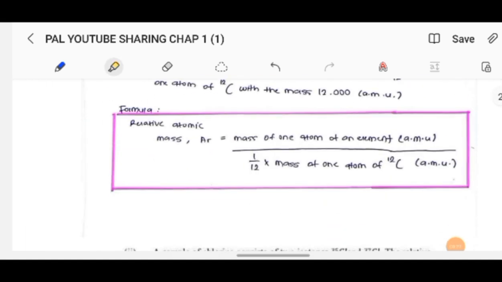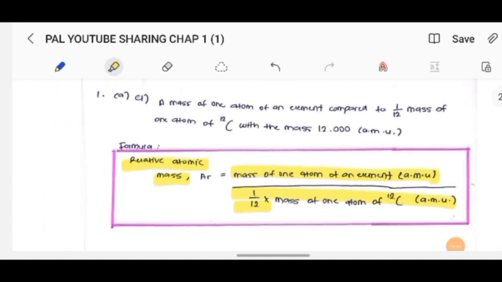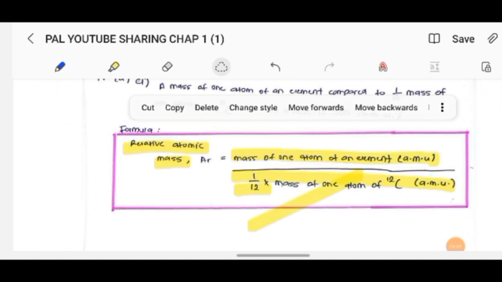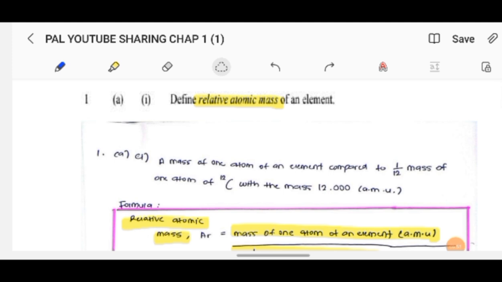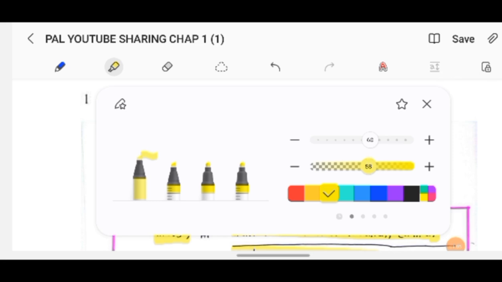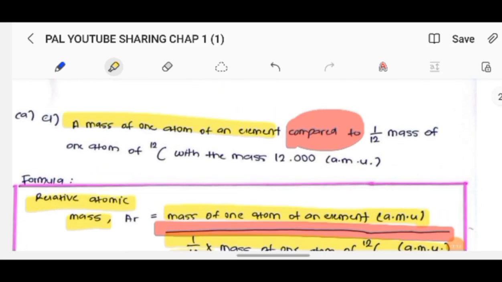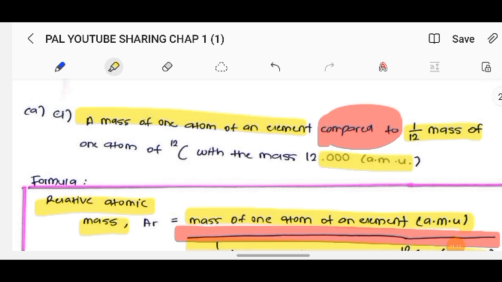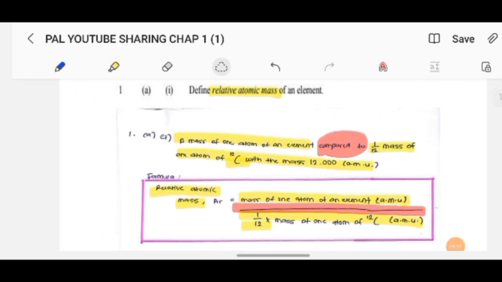We know that the formula of relative atomic mass is the mass of one atom of an element divided by 1/12 times the mass of one atom of carbon-12. If you already remember this formula, we can use it to turn it into a sentence: the mass of one atom of an element compared to 1/12 the mass of one atom of carbon-12, with the mass of 12 amu. Okay, so this is the definition of relative atomic mass.